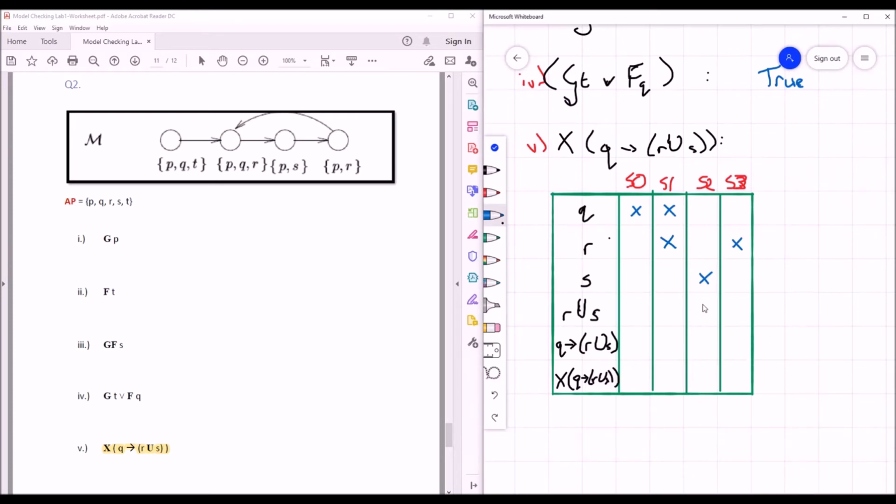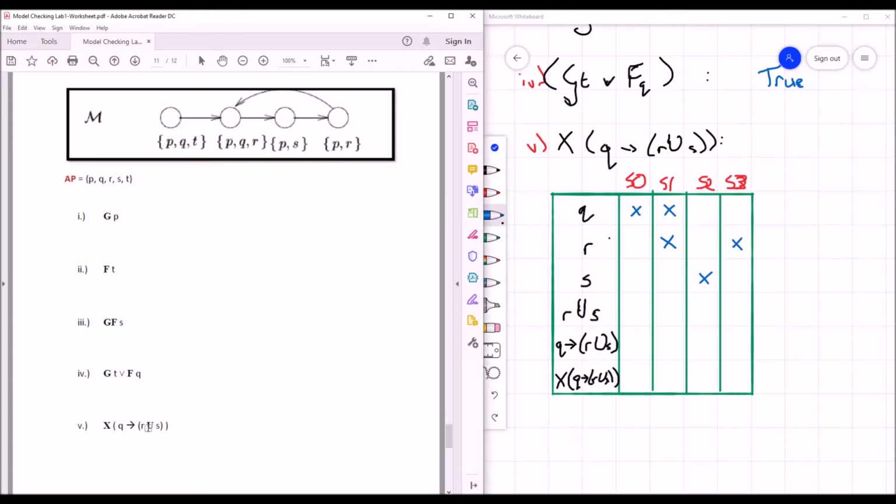Now, R until S. So when you see something like this, you start with the innermost bracket. So R until S. So we'll start with this. So where is R true? It's true in state 1.